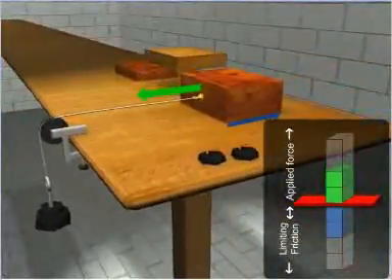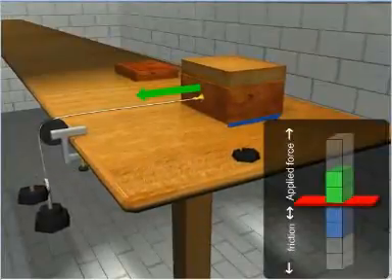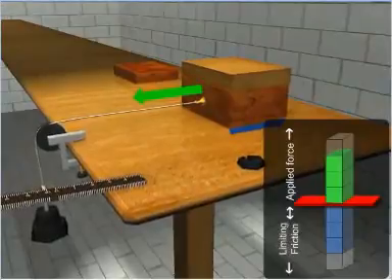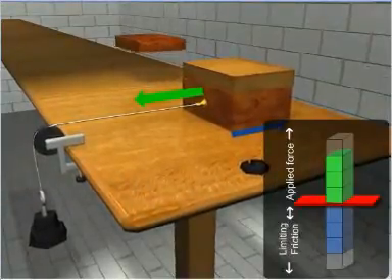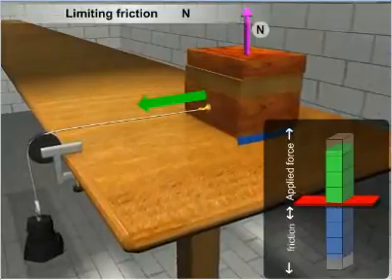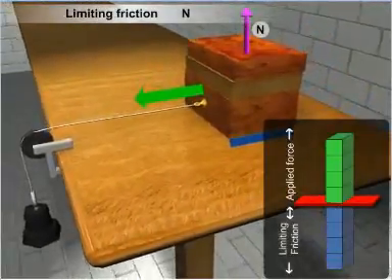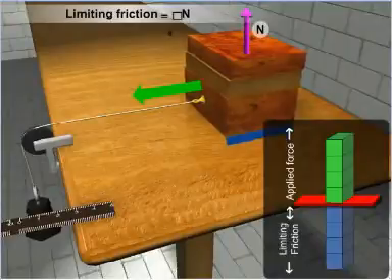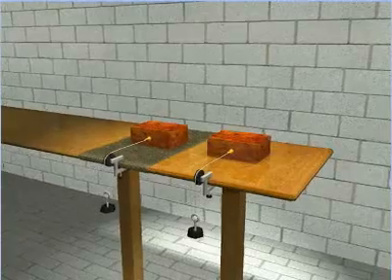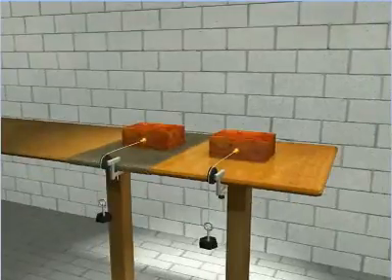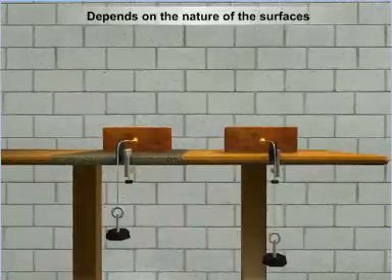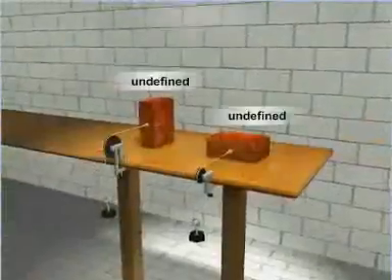Now, if you keep increasing the weight of the object, the value of the limiting friction will also increase. According to the law, the limiting frictional force is directly proportional to the normal reaction N. The constant of proportionality, mu S, is called the coefficient of static friction, and hence the static friction depends on the nature of the surfaces in contact, but is independent of the area of contact.